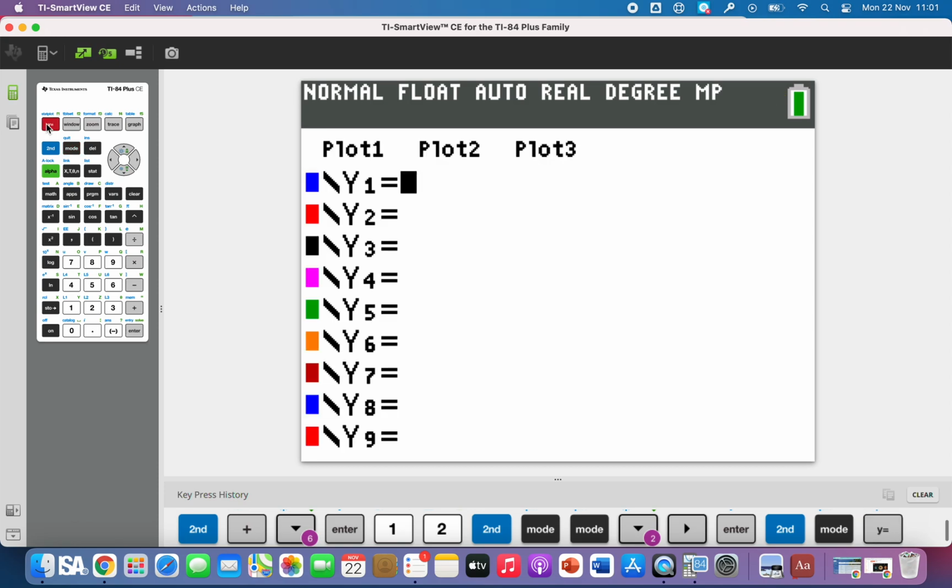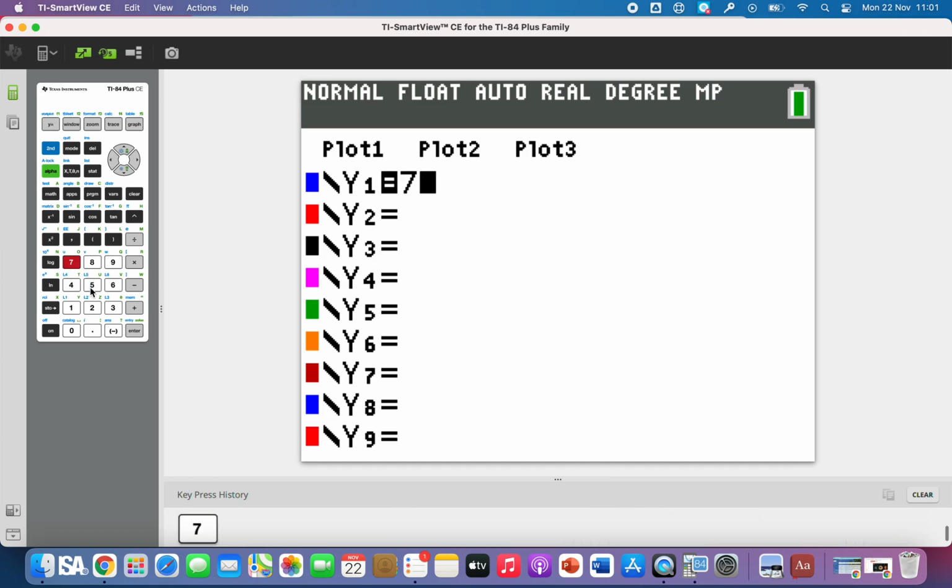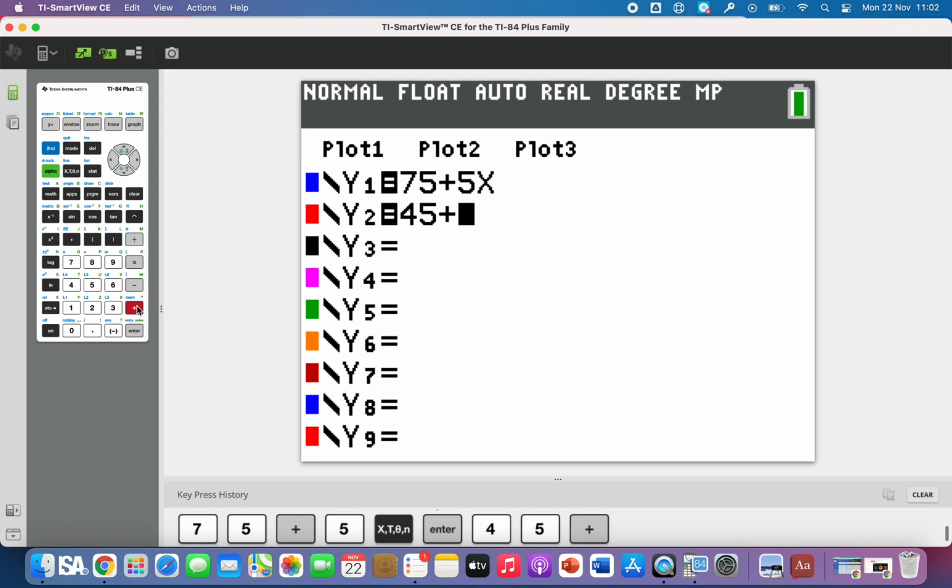Okay, now, for the purpose of this practice, we're gonna put the formula first. So you go to y equal, put the two functions. The first one, which is the cost formula, 75 plus 5n. In this case, instead of n, we're going to use x, which is the one next to alpha. Okay, enter. Then this time we're putting the income formula, 45 plus 7n or 7x.